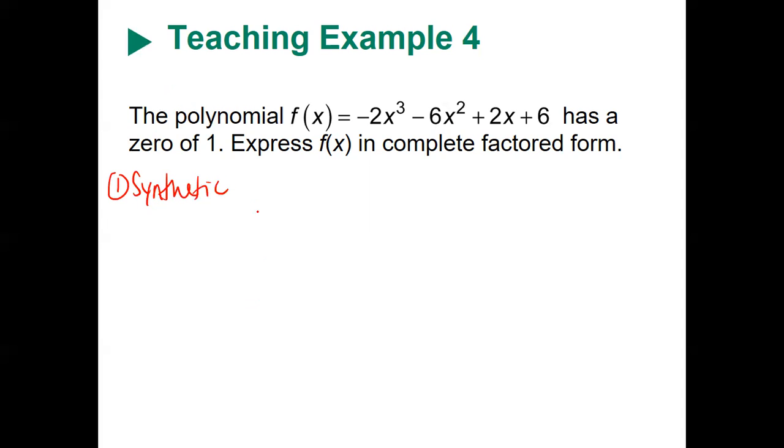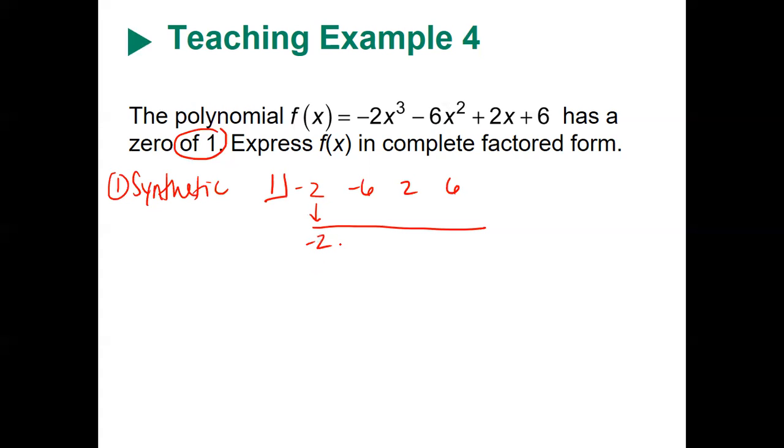Okay. And you're going to use synthetic division, knowing that your zero is what? 1. So 1 is going to be in my box. I'm going to write out my coefficients. So we have -2, -6, +2, and 6. I'm going to bring down -2.